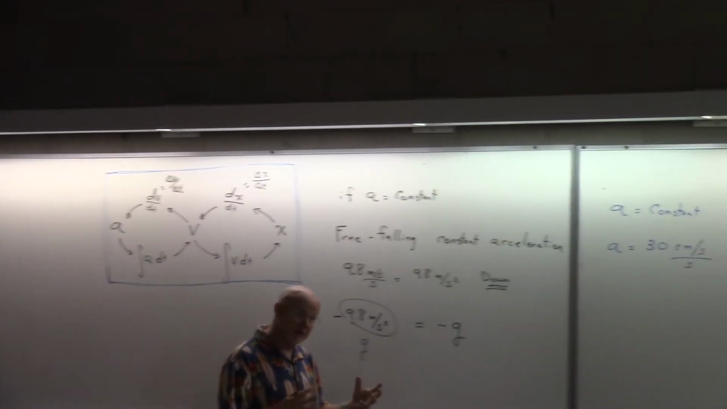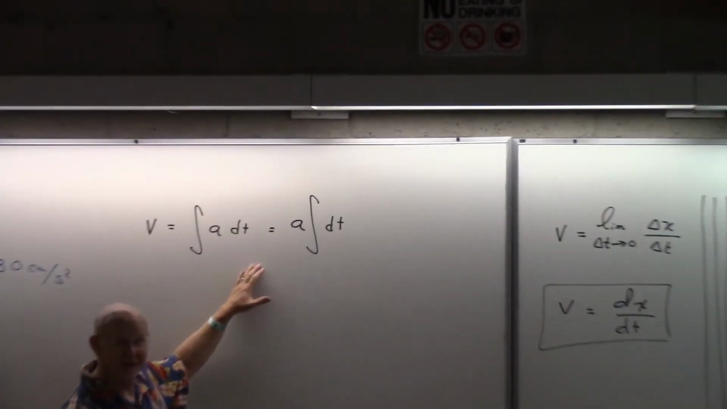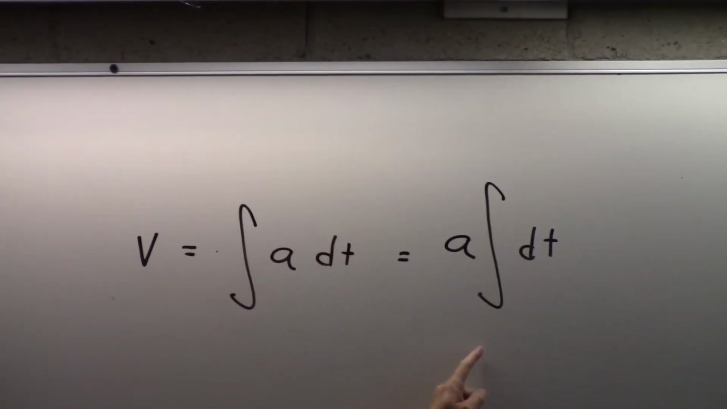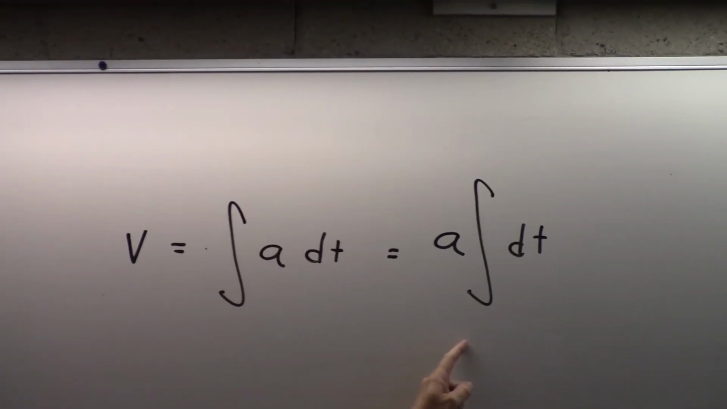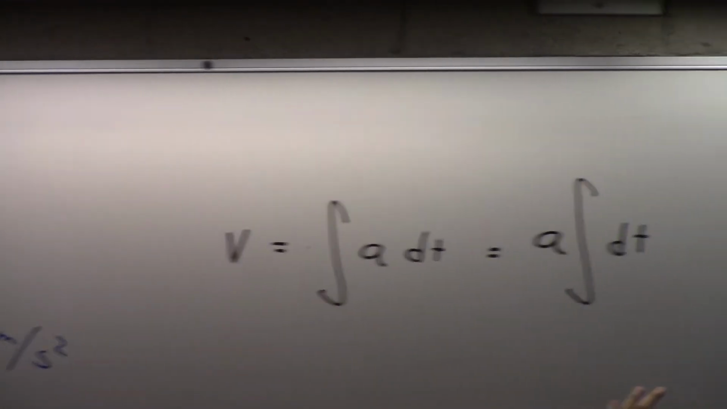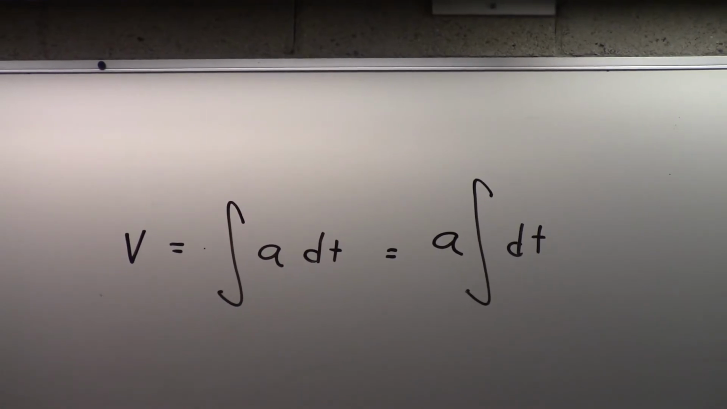If it is, then everything I'm about to do for you, you can use because of that step right there. So that's important to keep in mind. Everything we're about to do is only going to work if you have constant acceleration. But we do in 95% of our problems. Okay? And free fall is one of those examples.